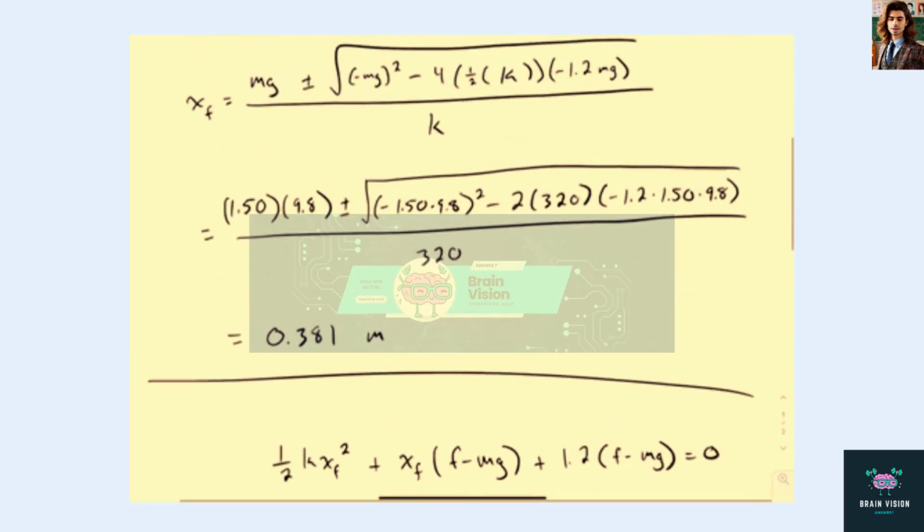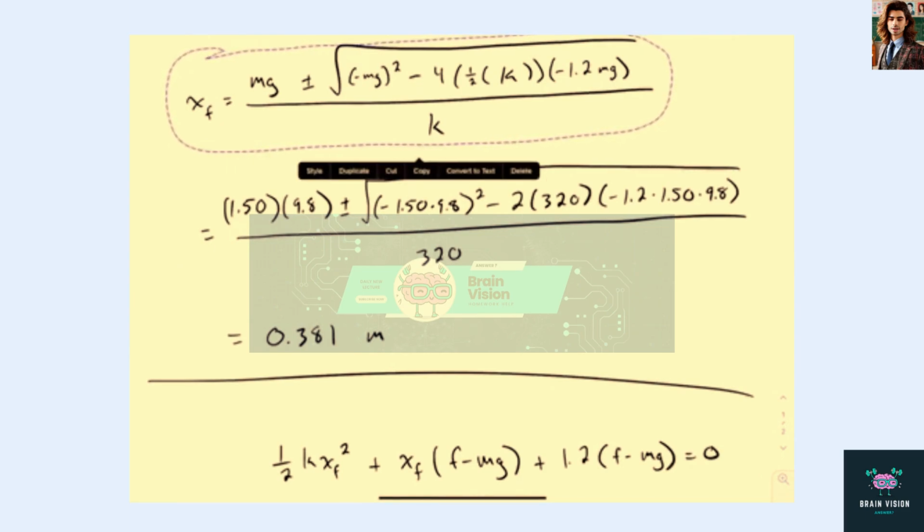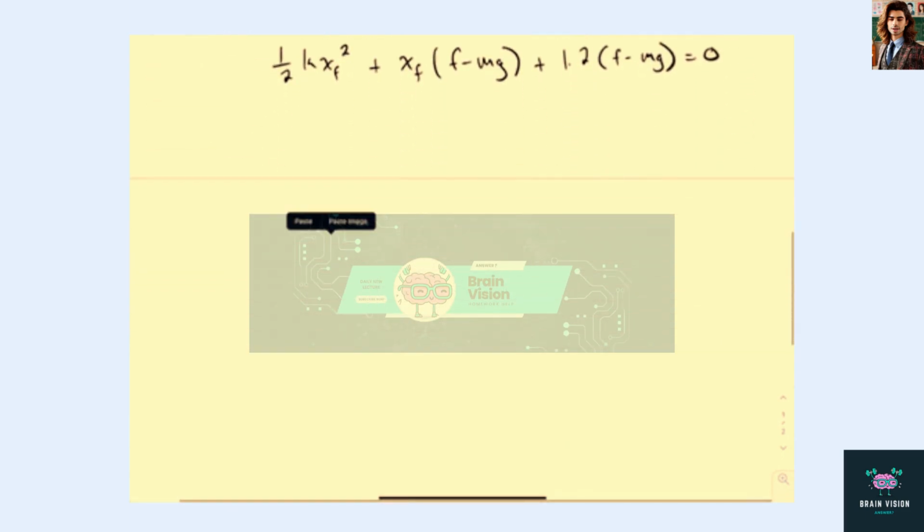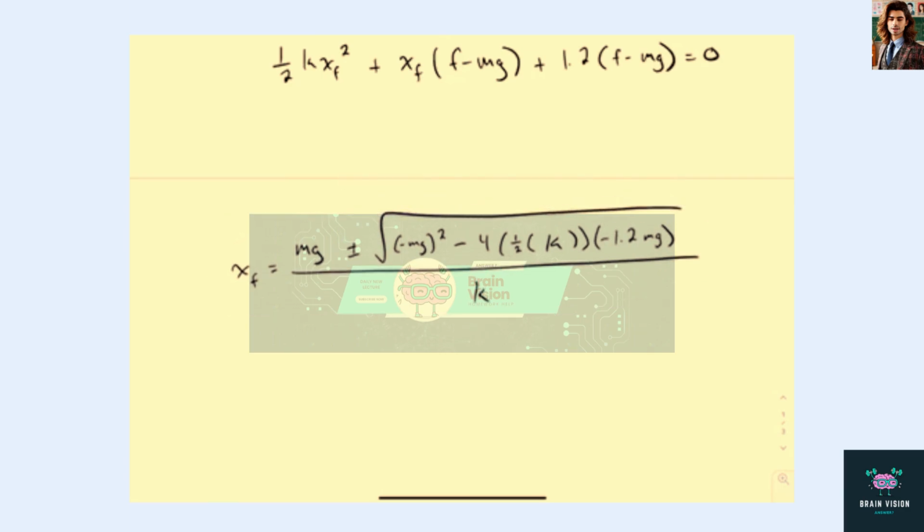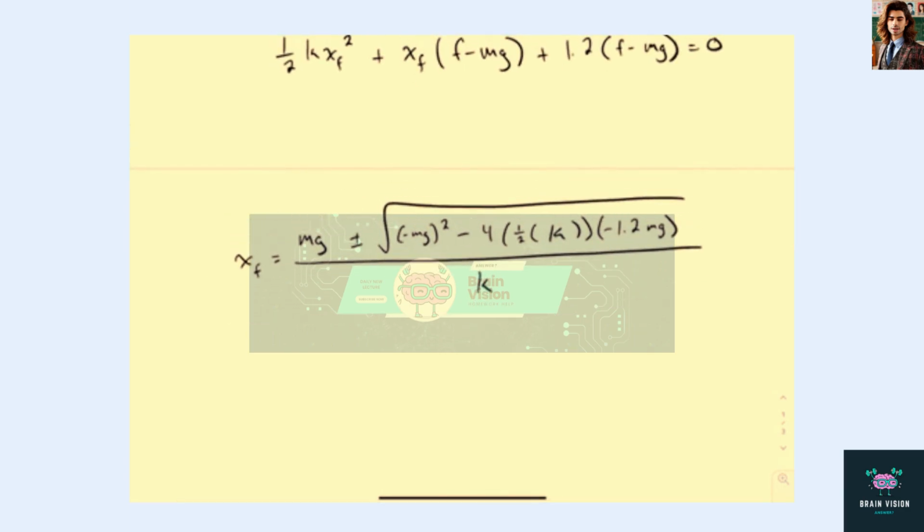So I'll just copy this whole equation. And we can add in, let's see, what do I want to do? I want to say f minus mg, but actually this is negative b. So this is mg minus f. And then in here, add in an f. And in here, 1.2 times f minus mg.